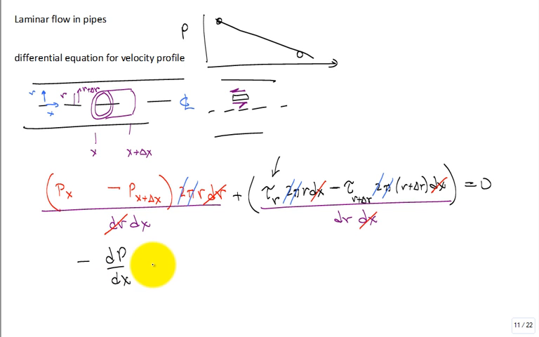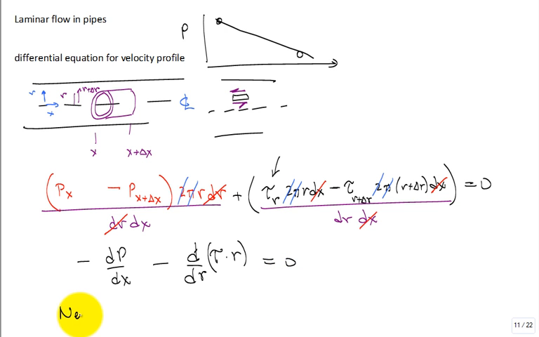And then what do we get here? Negative derivative with respect to r of the viscous shear stress tau times r. Good or not good? Do you agree? All right, that is equal to 0.